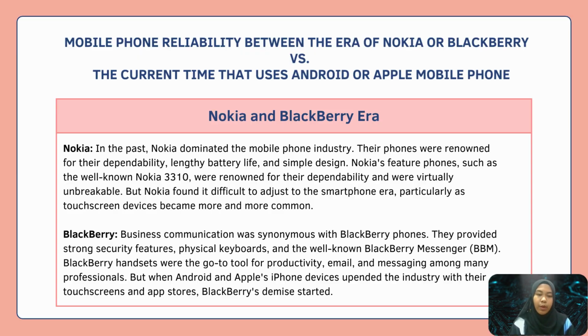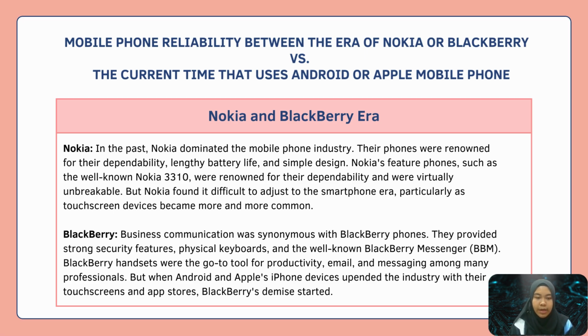Next, we'll continue with mobile phone vulnerability between the era of Nokia or BlackBerry versus the current time that uses Android or Apple mobile phones. We go with the Nokia and BlackBerry era first. For Nokia, in the past, Nokia dominated the mobile phone industry. Their phones were renowned for their dependability, lengthy battery life, and simple design. Nokia's feature phones such as the well-known Nokia 3310 were renowned for their dependability and were virtually unbreakable. But Nokia found it difficult to adjust to the smartphone era, particularly as touchscreen devices became more and more common.